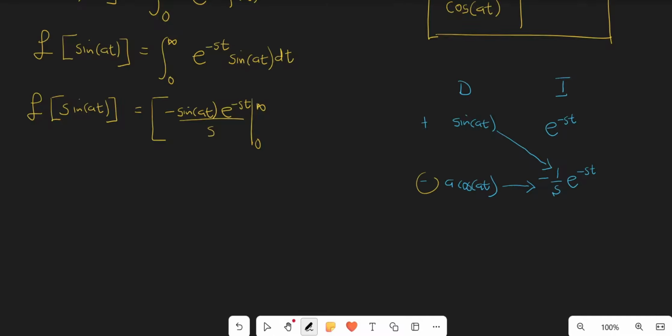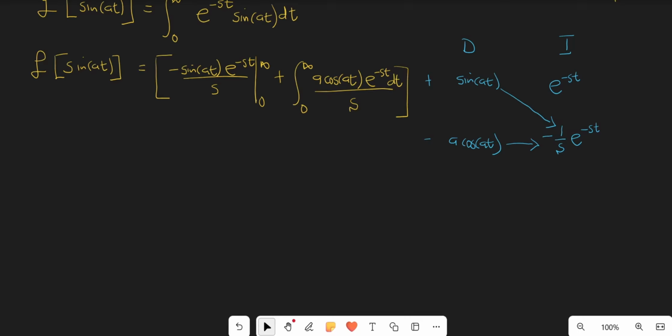Now negative, negative, when you multiply, that becomes positive. So plus the integral from 0 to infinity, multiplying them, that is going to be a times cosine of at, multiplied by e raised to the power negative st dt, divided by s at the denominator. And we close that with a square bracket.